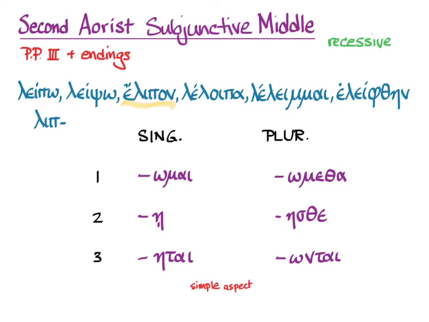Let's go ahead and see what lipo would look like in the aorist subjunctive middle, and we'll put in the stems, and we'll get, after we have the recessive accent, lipomai, lipe, lipetai, lipometha, lipestha, and lipontai. So there we have the second aorist subjunctive middle. But of course we have more moods to do.